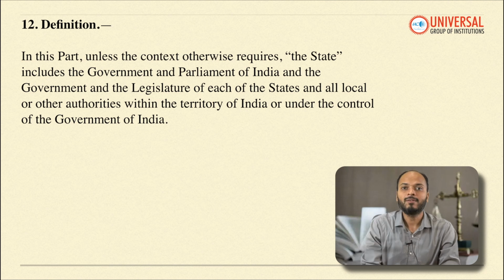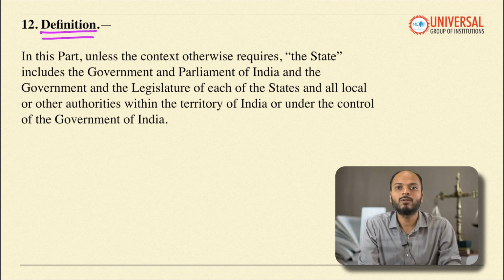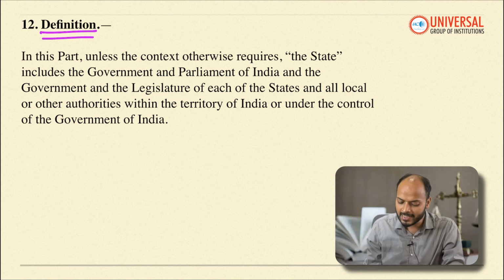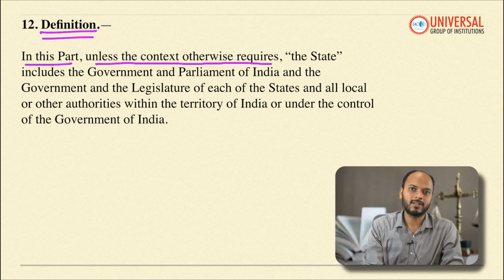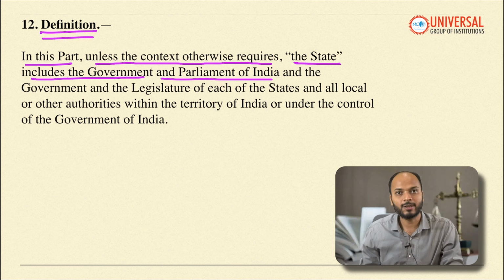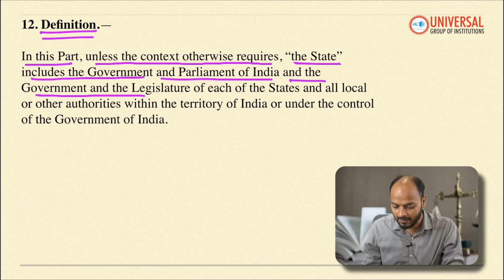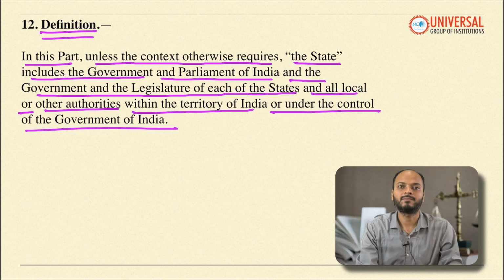So, Article 12 gives you the definition of state, right? Let me read out the definition of state as given under Article 12. It says, in this part, unless the context otherwise requires, the state includes the government and Parliament of India and the government and legislature of each state and all local or other authorities within the territory of India or under the control of the government of India.